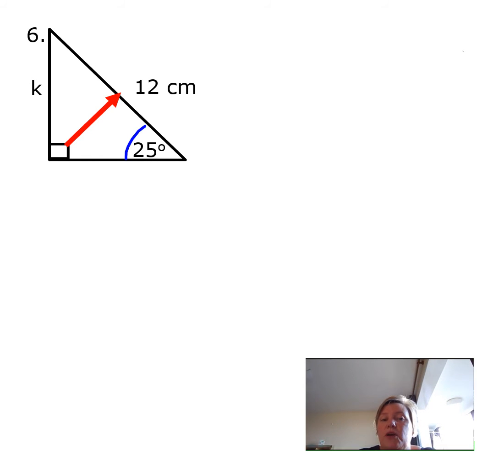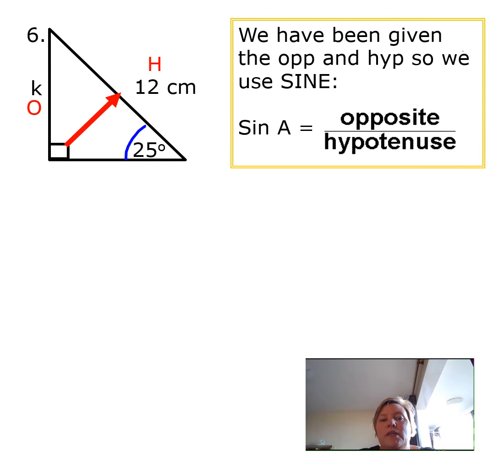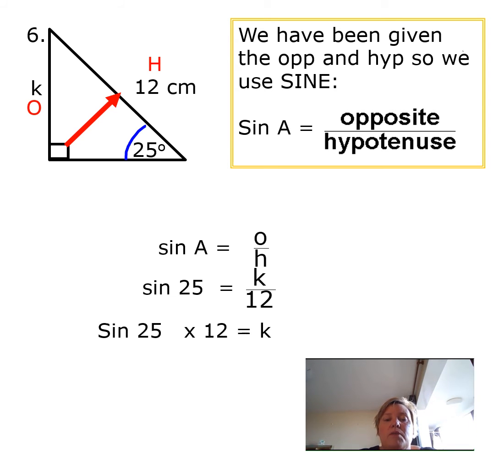Last question, here we go. This one I've got, again, labeling hypotenuse. That K is the opposite, so obviously I'm going to use sine. And it's in reference to that 25-degree angle. So let's fill that information in. Should be well used to that now. Multiply by the 12, and there is my answer.